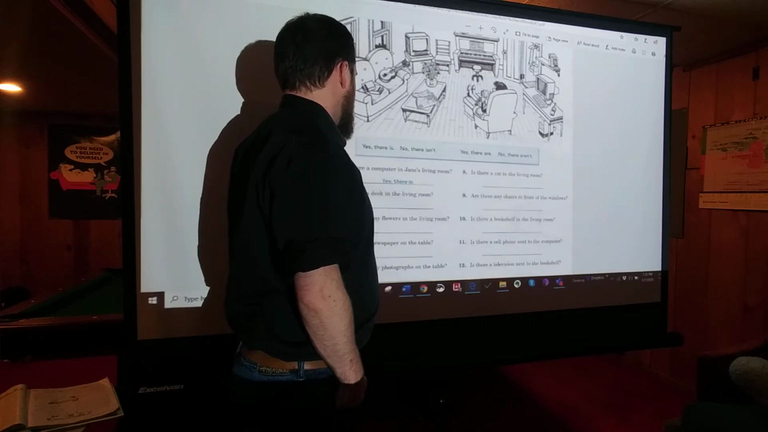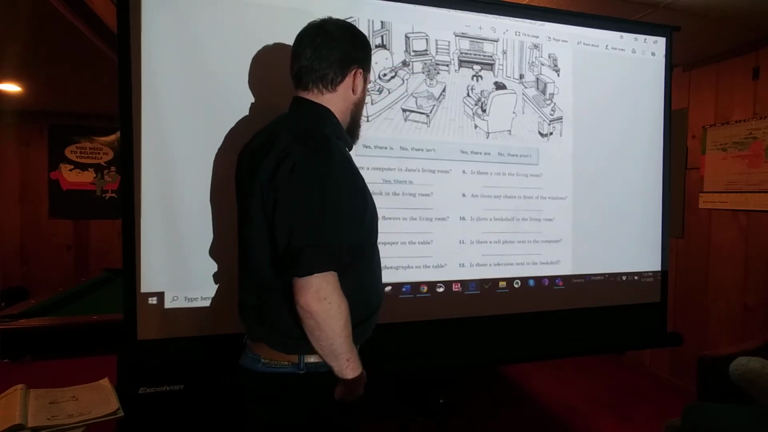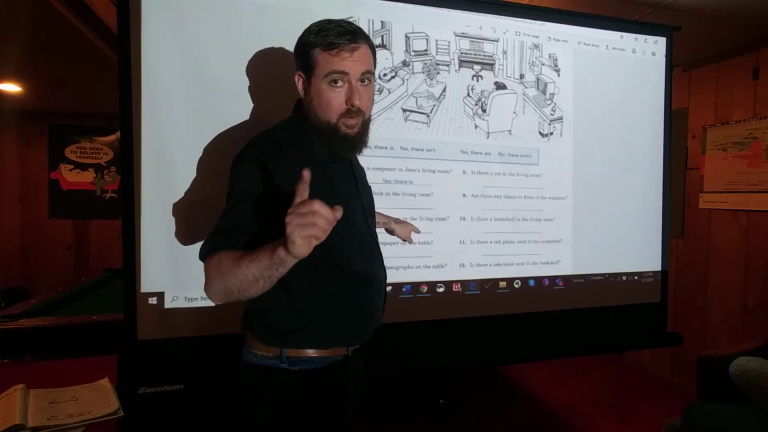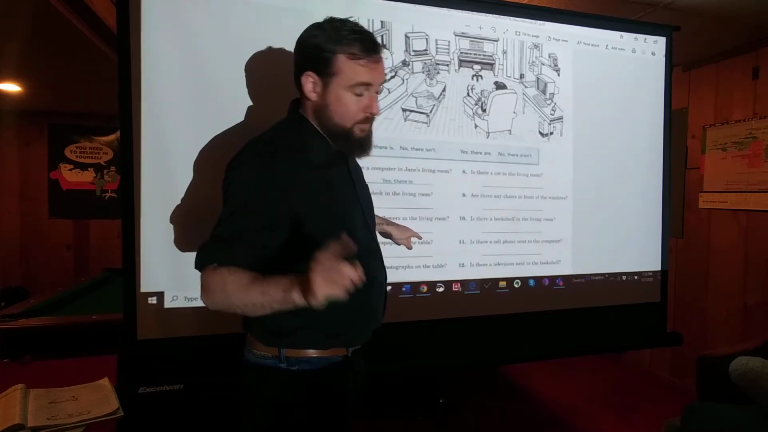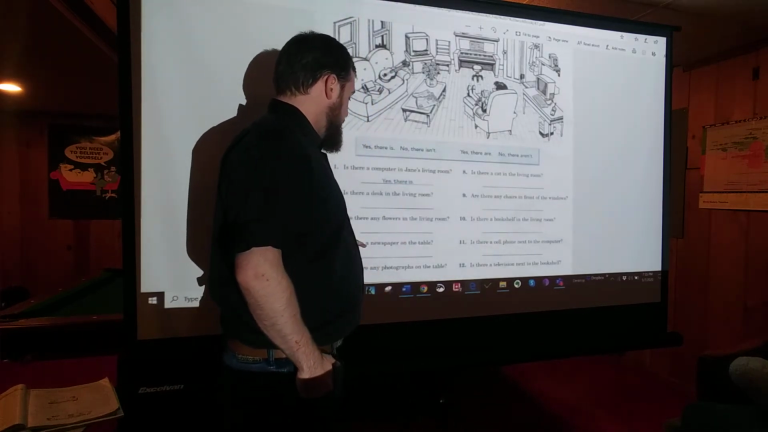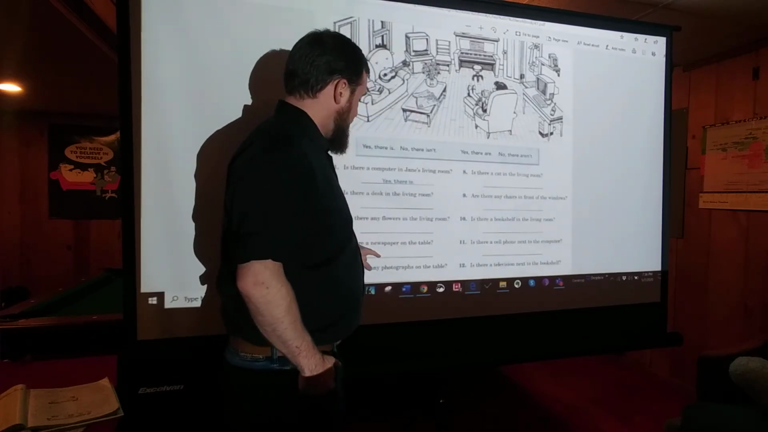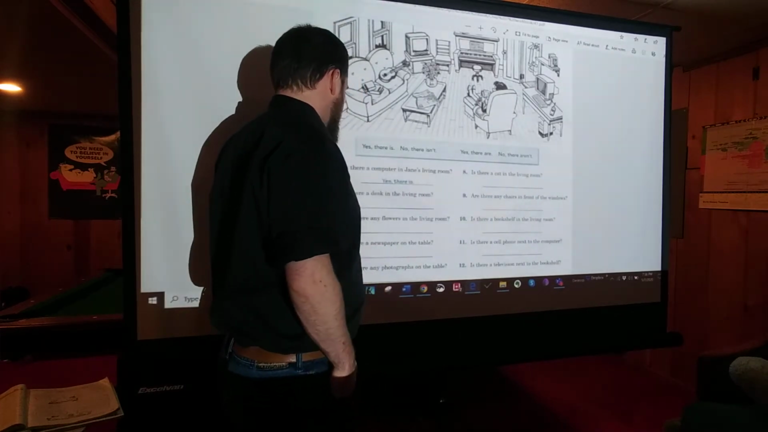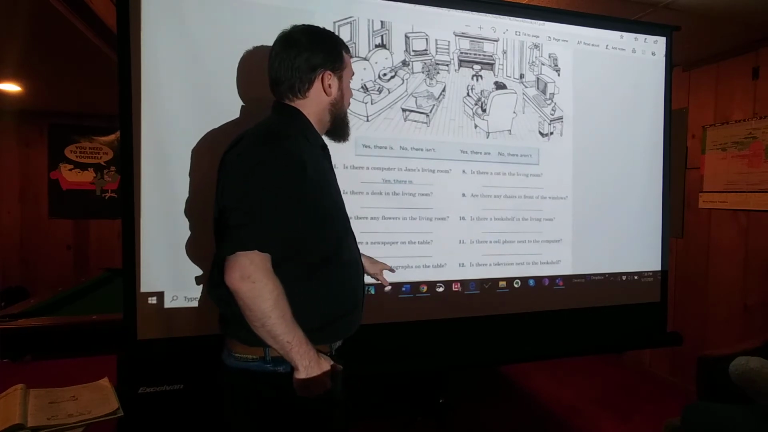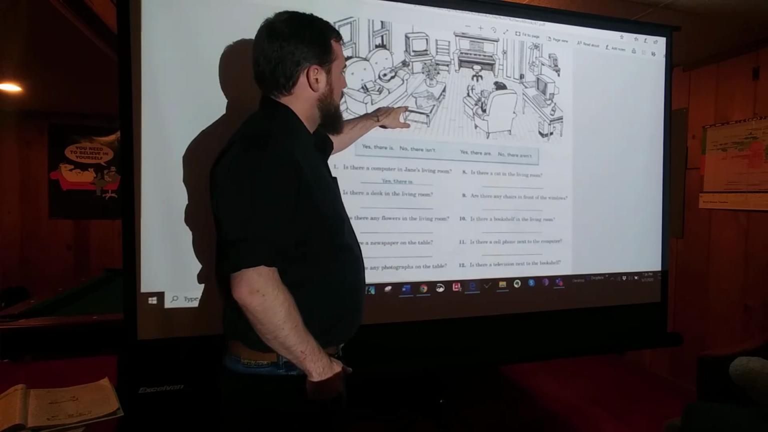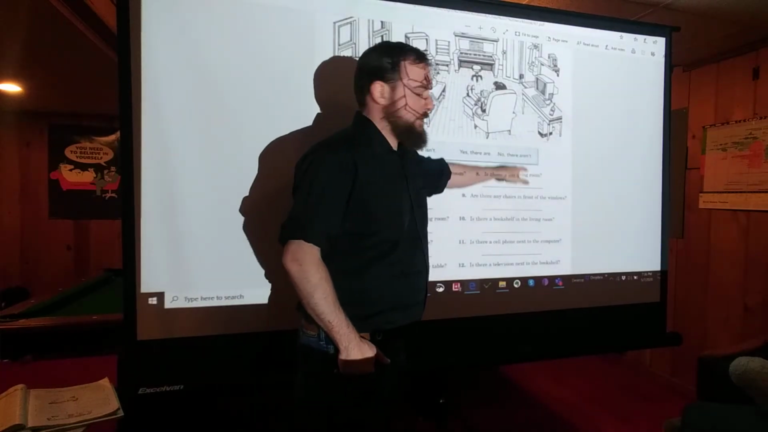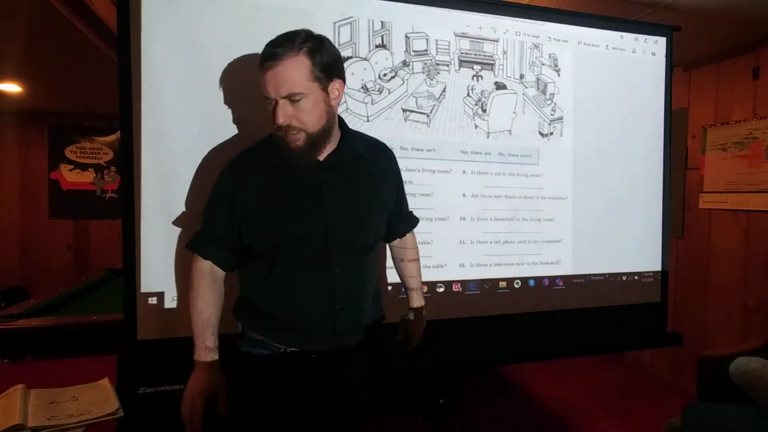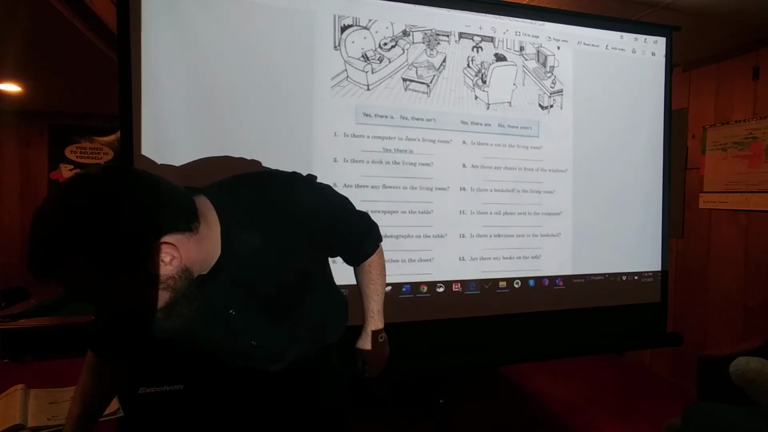Number 3. Are there any flowers in the living room? There's some flowers. Yes, there are. Make sure you said are, not is. Number 4. Is there a newspaper on the table? Yes, there is. So this was yes, there are. This is yes, there is. Number 5. Are there any photographs on the table? I don't think so. No, there aren't. If you said yes on the desk, don't worry about it. I understand that. Let's keep going here.